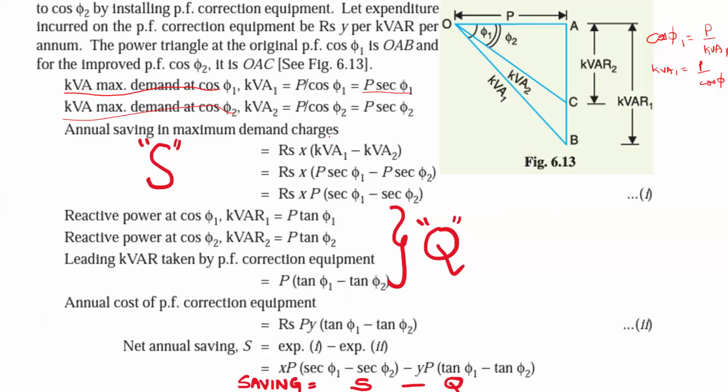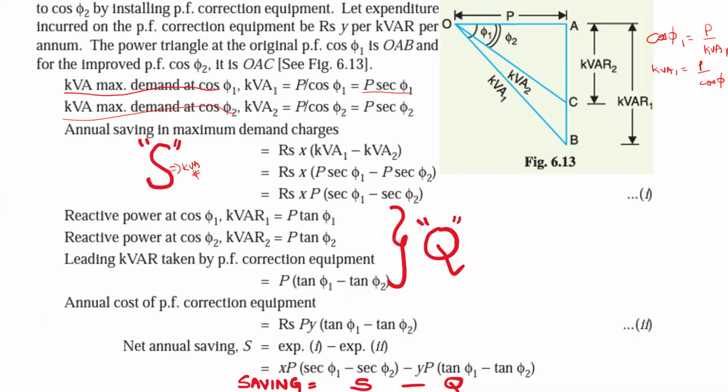Annual saving in maximum demand charges is now S, in units of kVA. That's the only thing we did. Maximum demand charges, let's make it X rupees per kVA. Here X is the rupees invested for maximum demand charges. It is kVA1 minus kVA2, which is P secant phi 1 minus P secant phi 2. This is the first equation for the annual savings in terms of maximum demand.